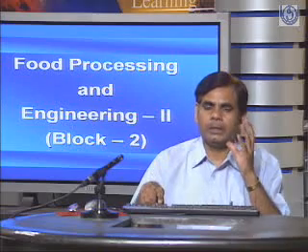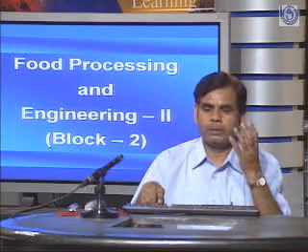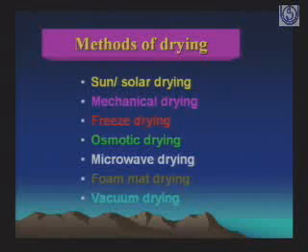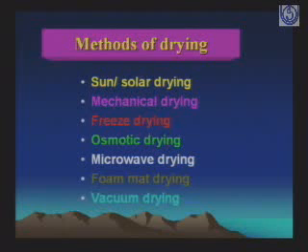You can see. Then what are the methods of drying? There are so many types of drying methods. There's sun drying, then mechanical drying, which is artificial drying. Then pre-drying, which is done by freezing. There's osmotic drying, in which fruits and vegetables are dehydrated osmotically by immersing them in a sugar solution.